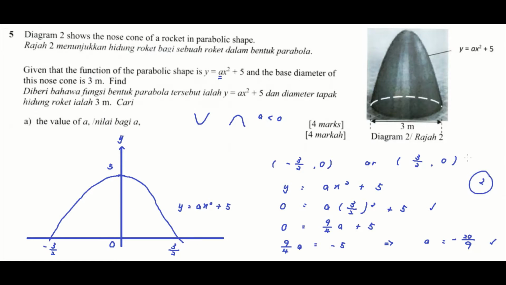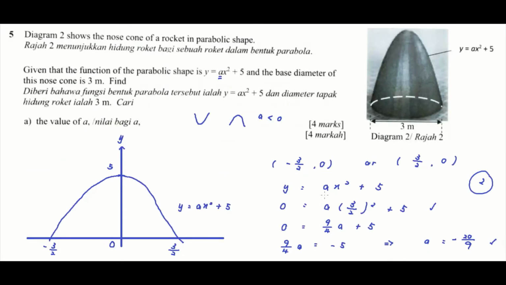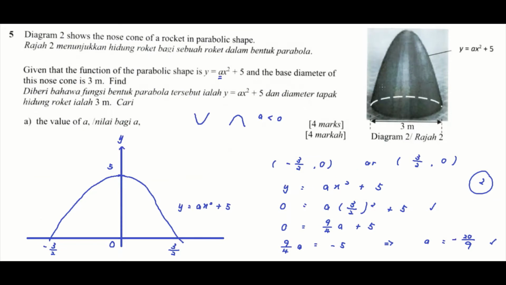Alright, so let's move on to the B part. The B part is going to be slightly long, but no worry. Let's try to see this. The question is to find the volume of this cone. You can see this is a cone. If I want to find this volume, you should be able to relate this with your Form 5 Chapter 2, which is integration. By having this curve, and if this is the volume that I want to find, you can imagine that this 2D shape, this parabola, is going to revolve 360 degrees about the y-axis.